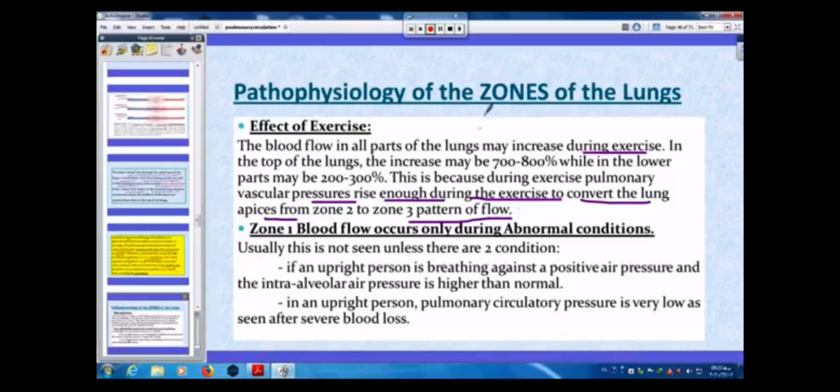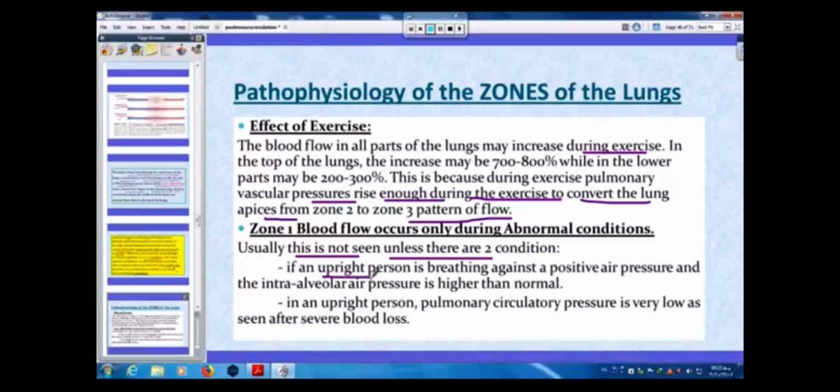Okay, in exercise, the blood flow is just similar to the zone 3 pattern of flow. We do not have zone 2, we have just the zone 3 pattern of flow. Zone 1 blood flow occurs only during abnormal conditions we mentioned before. Usually this is not seen unless there are two conditions.